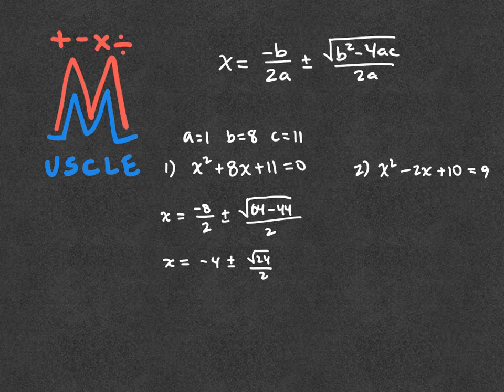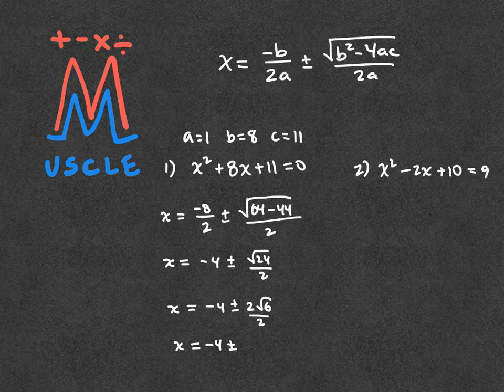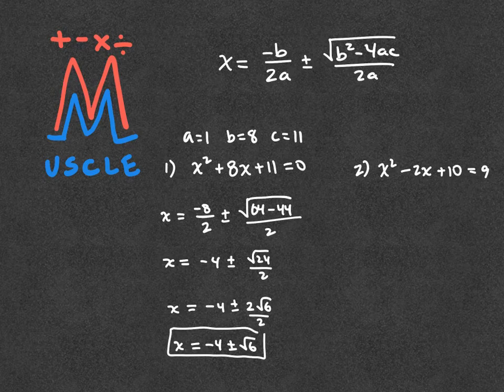Now, your teacher might be okay with you leaving your answer like this. However, the square root of 24 can be reduced to 2 root 6. Now that 2 will reduce, giving us negative 4 plus or minus the square root of 6. Okay, there's our two solutions to that quadratic equation. Let's look at the second example.